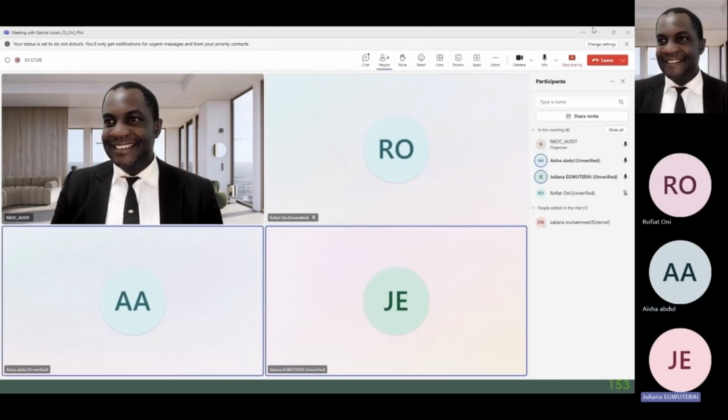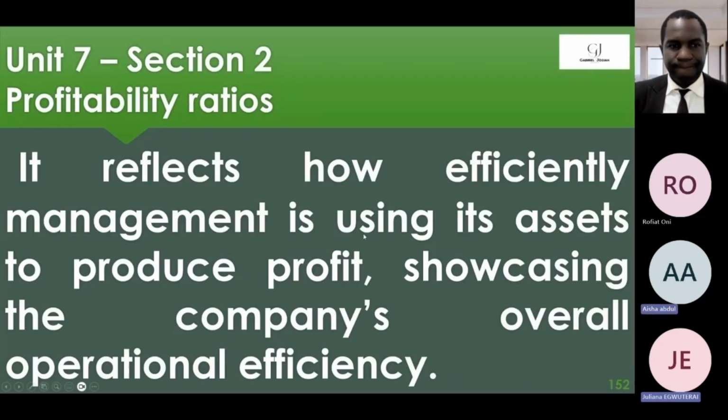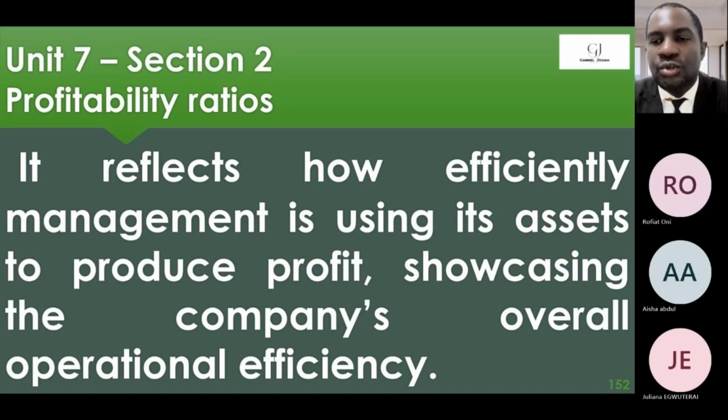Okay. A question. You made mention about preference dividend just now on the net income. Are we going to deduct it from it? Okay, good. The reason I made the comment is because it's an internal ratio calculation. So you don't deduct preference dividend. It's not necessary.